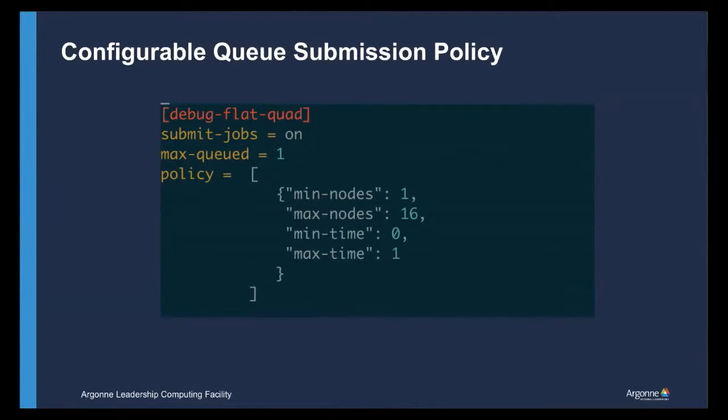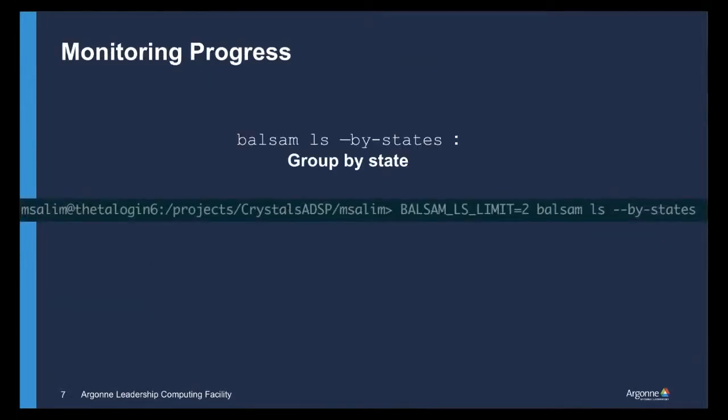And there's also a queue policy. If you're using the Balsam service, you can configure a number of jobs that can be queued in any given queue name, and then set the step function of ranges of nodes and minimum and maximum wall times in each node range, and allow Balsam to submit jobs on your behalf.